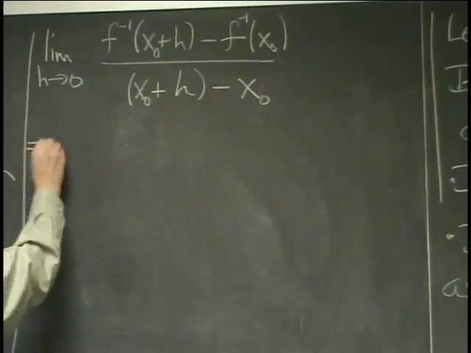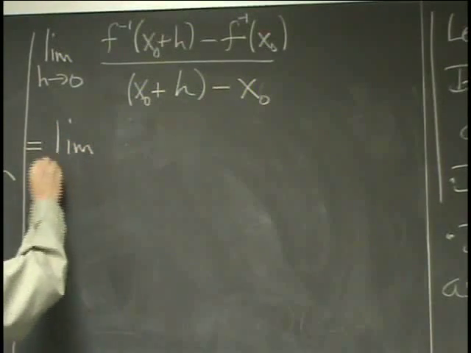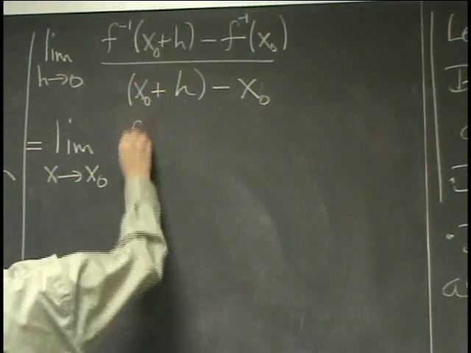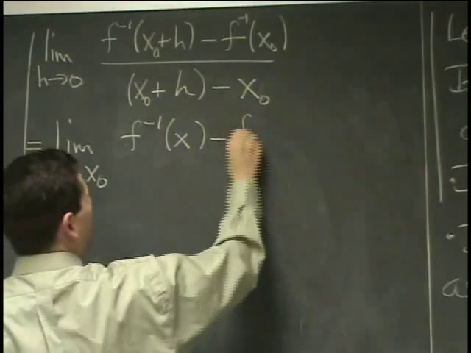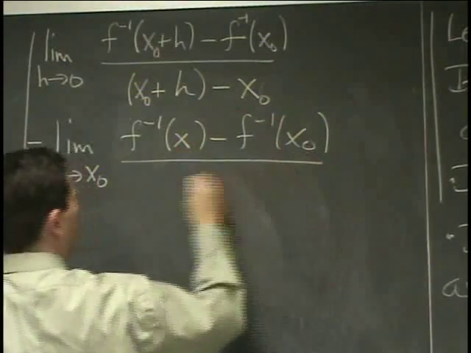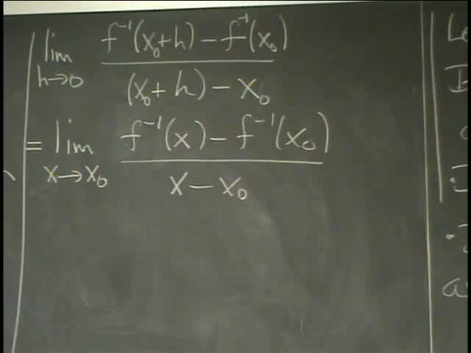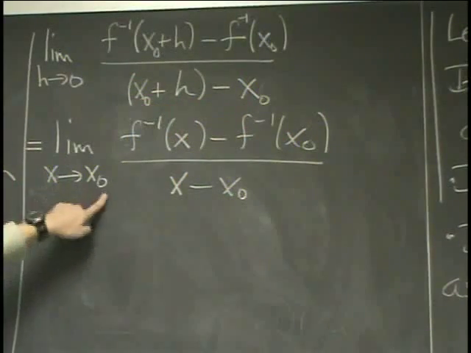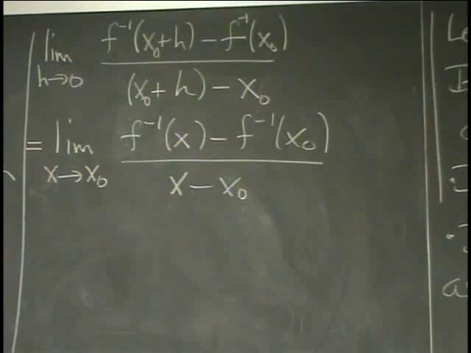So, another way to write this is to say the limit as x approaches x0, and I'm just going to replace this by x. So I get f inverse of x minus f inverse of x0 over x minus x0. So there's no real change. As h goes to 0, this point is getting closer to x0. As x goes to x0, this point is getting closer to x0. I haven't changed anything. I've just changed the names to protect the innocent.